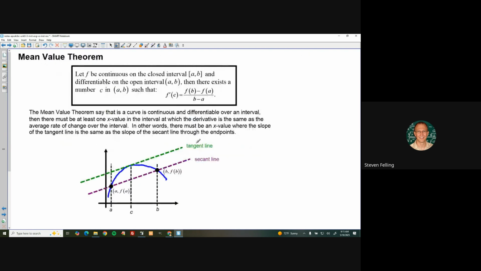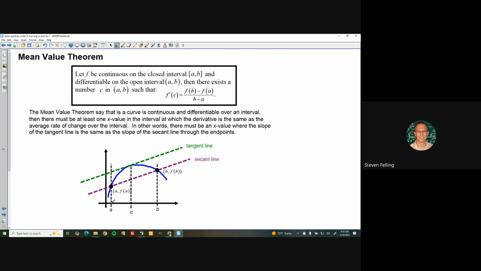Now this is not about showing that there's an x that produces the y. Let's just read it and then we'll compare. The mean value theorem says, let f be continuous on the closed interval from a to b and differentiable on the open interval from a to b. If that's true, then there exists a number c in the x interval such that the derivative at that c is equal to the average rate of change.